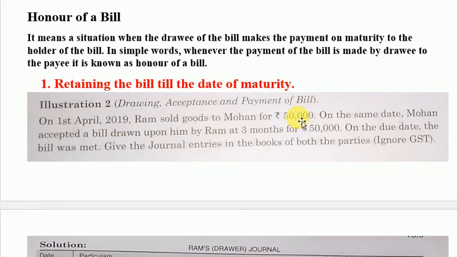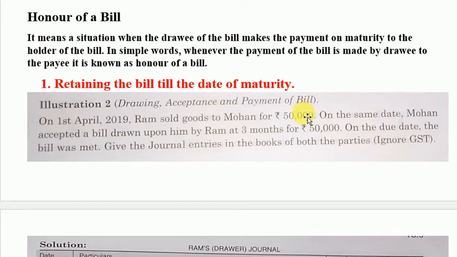Till now in the chapter journal entries, you have done a single transaction with one or two lines and you've passed an entry for that. But now your question will be a complete case in which you have to understand the meaning of every line and accordingly go into the book of drawer and drawee. So in this question, Ram is the seller of the goods who is selling goods to Mohan, and Mohan is the buyer. The amount for goods sold is rupees 50,000. I hope this is clear to all of you.